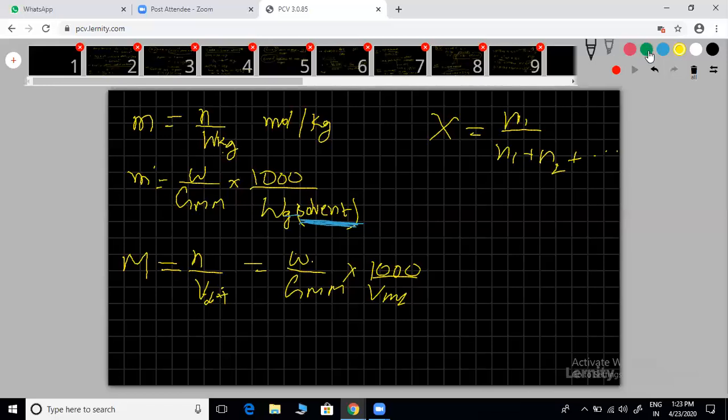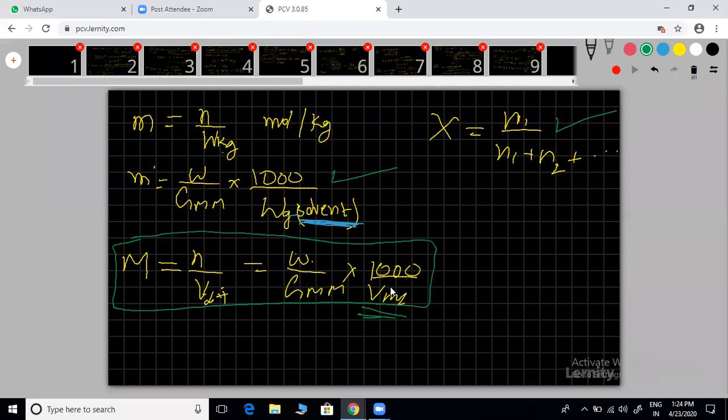Molality as well as mole fraction, these two are temperature independent. There is no volume term here. But molarity is temperature dependent, because here the volume term is there. This is the volume term. Here it is temperature dependent. Mass doesn't depend, because number of moles is independent of temperature, but volume can depend. Clear? By heating, some solvent may evaporate, so concentration may increase, like different situations.